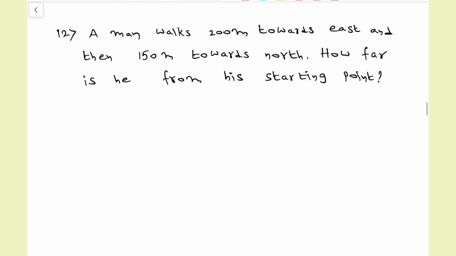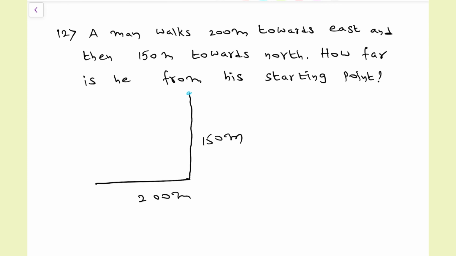Next question. A man walks 200 meters towards east. So first, this is some point. From this point a man walks towards east side 200 meters, and then 150 meters towards north. Now this side he is going, how much? 150 meters. How far is he from his starting point?